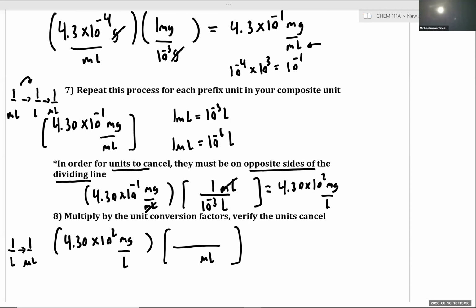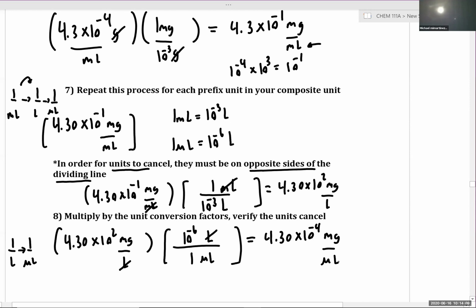And we know that in order for us to cancel out this unit of liters, where do our units of liters need to be? On the top or the bottom? Where do we put our units of liters? On the top, exactly. So we know that in 1 microliter, there are 10 to the negative 6 liter. Liters cancel, and we're left with 4.30 times 10 to the negative 4th milligram per microliter.